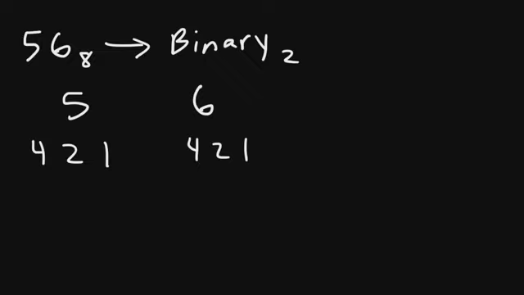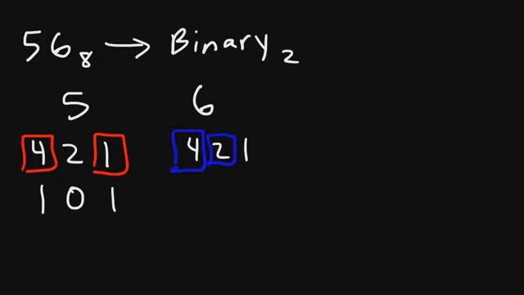Now, to convert 5 into a binary number, you need to realize that 5 is the sum of 4 and 1. So because we used 4 and 1, we're going to replace that with a 1. We didn't use 2, so we're going to replace that with a 0. Now, 6 is the sum of 4 and 2. Since we used the 4 and 2, we're going to replace that with a 1. We didn't use the 1, so let's replace that with a 0.